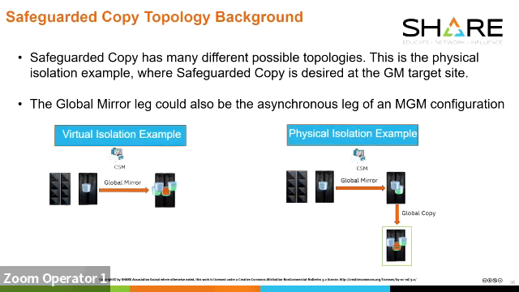As Roger brought up, there are very many different ways you can configure safeguarded copy. In a virtual isolated example, the one on the left here, it's virtually isolated because on your Global Mirror secondary, on that same box, you do have your safeguarded copy. In a physically isolated environment, as on the right here, we would have a Global Copy to another DS8000 where your safeguarded copy is. That would be a physical separation.